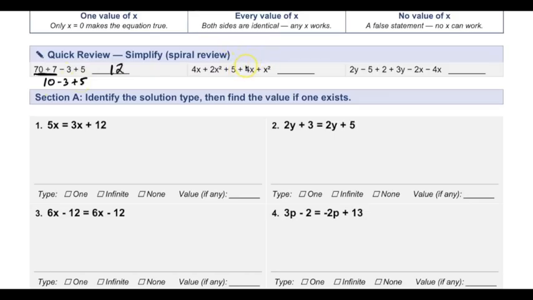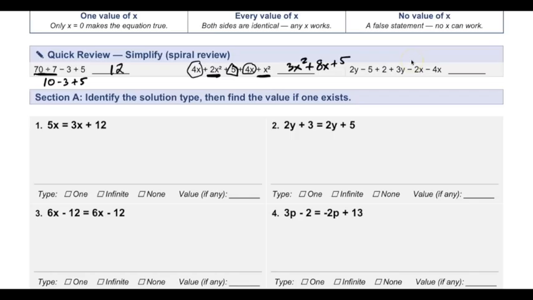This one, we're just going to add up like terms. So I could add all the x squares together: 2x squared plus 1x squared is 3x squared. And I add up all the x's together, the linear x's. So 4x plus 4x is 8x. And then lastly, we have the 5, the constant term.